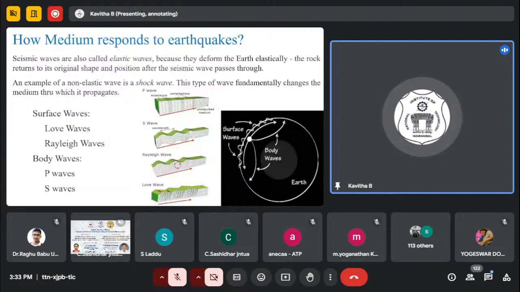Then we will see what the types of seismic waves are. Whenever an earthquake happens, we divide the earthquake waves into two different types. One is the surface wave, another one is the body wave. The difference between the surface wave and the body wave is the medium in which it travels. Surface waves usually travel along the crust. Body waves try to go deeper and deeper through the mantle, and again come back to the crust.